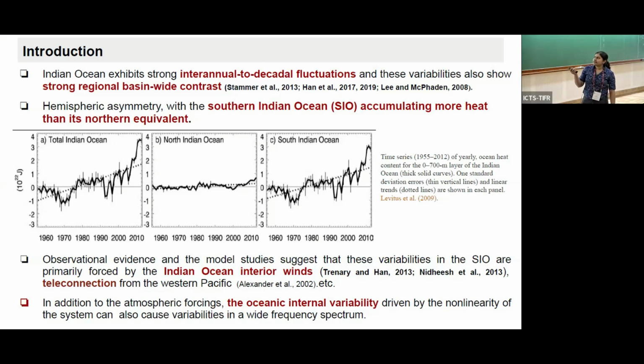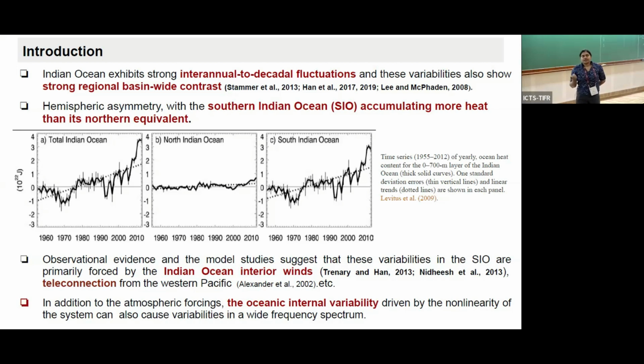This figure is taken from Levitus et al. just to show those hemispheric differences. This is the total Indian Ocean heat content, and this is the North Indian Ocean and the South Indian Ocean, and we can see that the upper ocean heat content and associated variability is more in the South Indian Ocean compared to that of the North Indian Ocean.